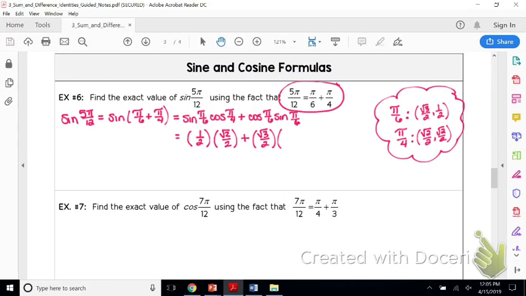Oops, I put 6. That should be a 4 over 2. Did y'all catch that? That should have been a 4. Yes. Okay. Oh, it's literally the same as what we've already done.